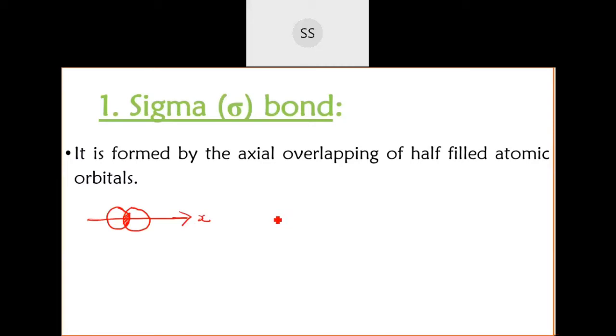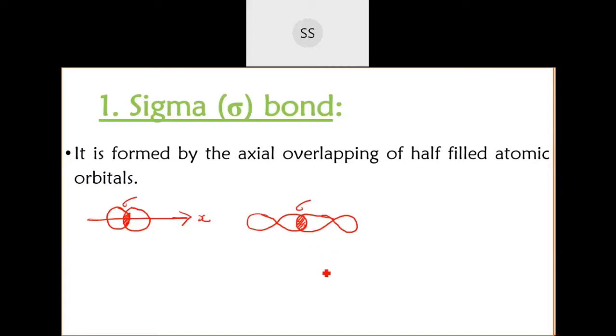You can take even the example of the p orbital. If I take a p orbital in this direction and another p orbital also combines with this, then the bond formed is called a sigma bond. So axial overlapping means in one particular axis. The bond which is formed by overlapping of half-filled atomic orbitals in one particular axis is called a sigma bond. It can be between s, it can be between p orbitals, but one axis, you remember, overlap with each other in this way.